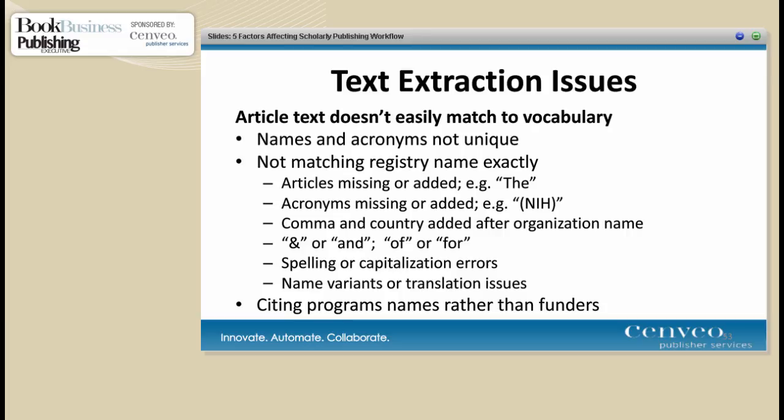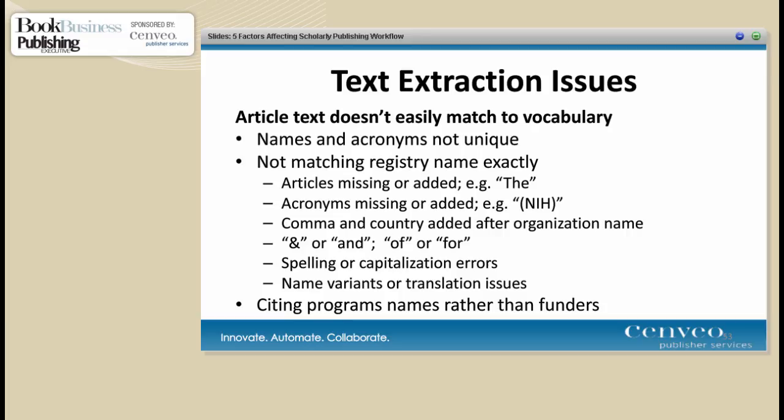So, for example, the registry says National Natural Science Foundation of China, but I saw one article that said National Natural Science Funds of China, and another that said National Natural Science Foundation of the People's Republic of China. So variants. Another registry name is Ministry of Health and Welfare Taiwan, but an article cited it as Department of Health Taiwan. Another registry name is Dutch Ministry of Health, Welfare and Sport. One article cited it as only Dutch Ministry of Health. So there's lots of potential mismatches.